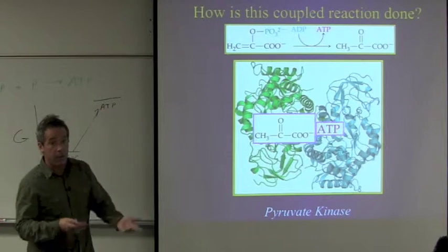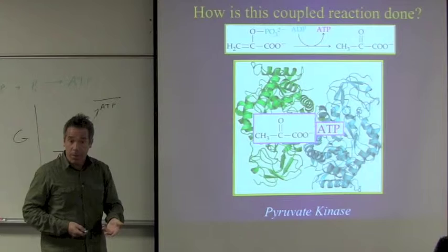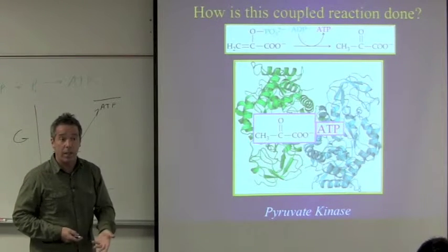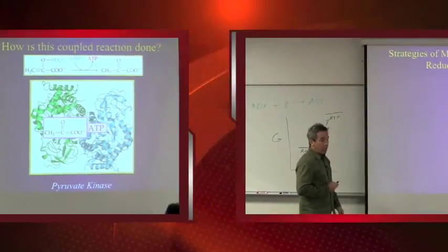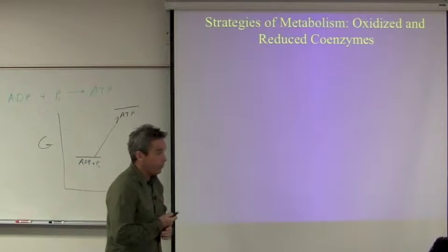We get energy from eating food. We do that by metabolic pathways. One of those for glucose is glycolysis. We get energy out of glycolysis. Here's one way that we get ATP from glycolysis. There are some other strategies that are important in understanding metabolism.